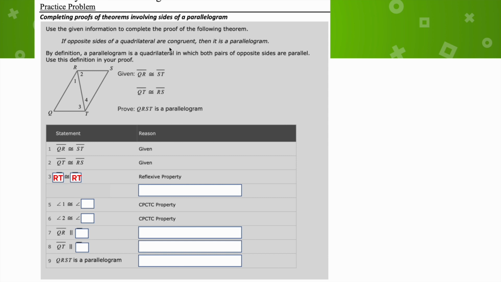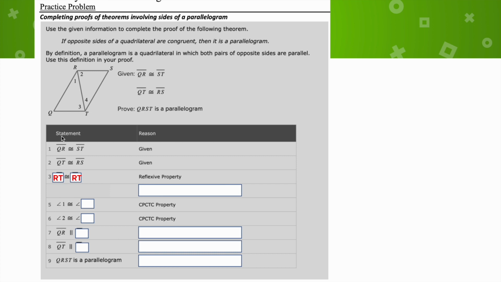If opposite sides of a quadrilateral are congruent, then it is a parallelogram. So we're proving this statement. Now, if you've been following along in this chapter, you already know this is true. If we have a parallelogram, then the opposite sides are congruent. So if we have opposite sides of a quadrilateral congruent, then we automatically go, oh, well, then it must be a parallelogram, right? By definition, a parallelogram is a quadrilateral in which both pairs of opposite sides are parallel. Use this in your definition.